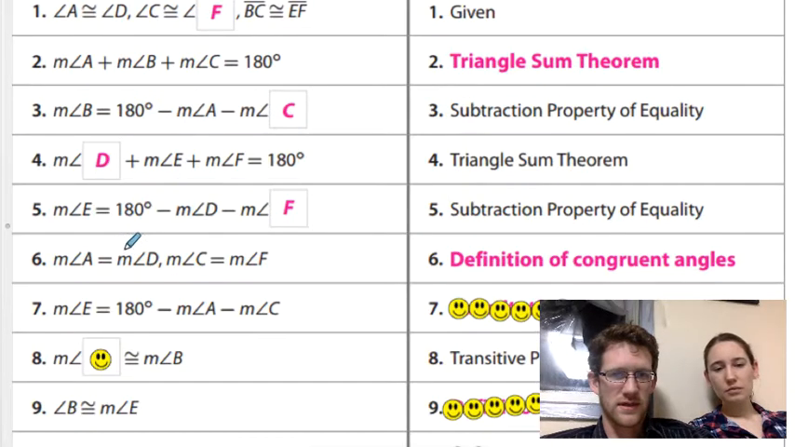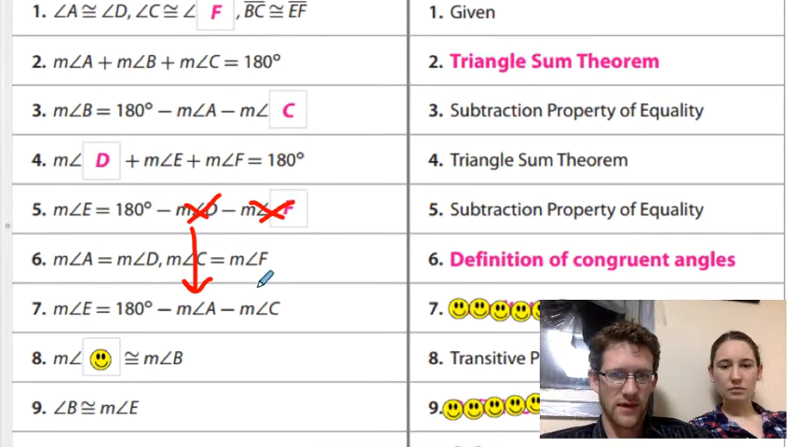For example, since A is equal to D, we can use this equation here, and we're just simply going to substitute in this angle A for this angle D. So we're going to get rid of that, and we're going to put in angle A right here. Similarly, we're going to swap out C for F. So we're going to get rid of that measure of angle F, and we're going to put the measure of angle C in. So that gives us this brand new equation down here.